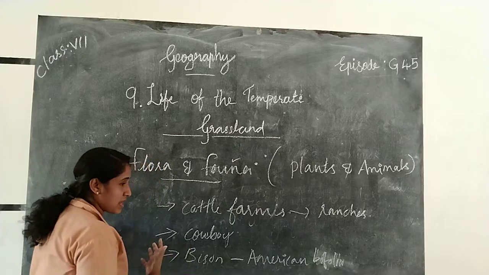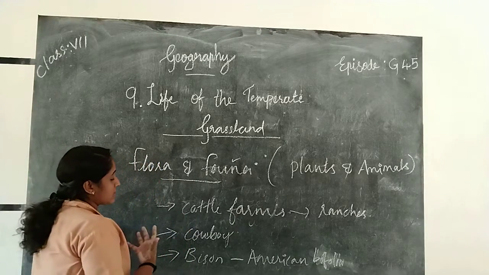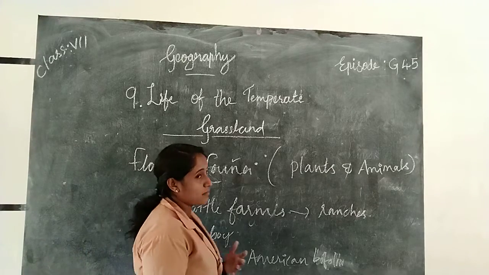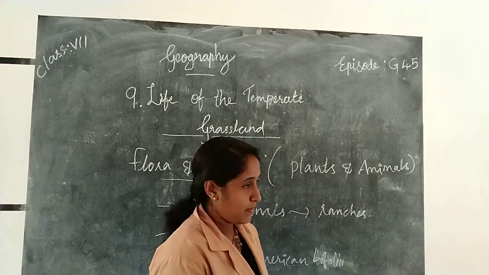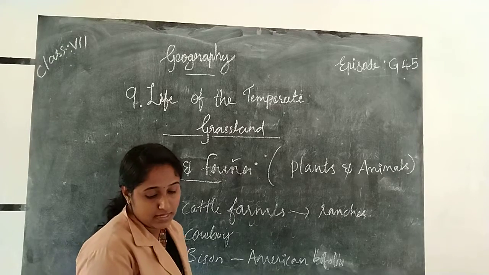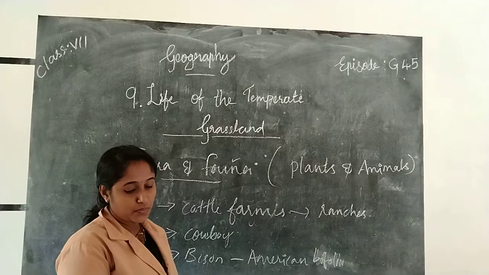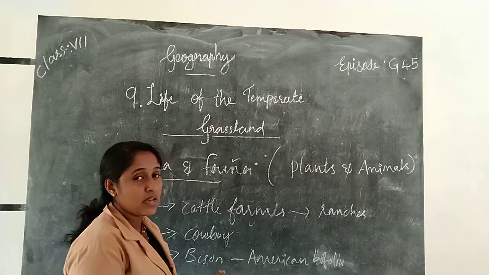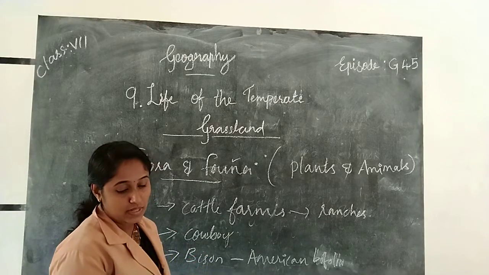The man who works on these ranches is known as the cowboy. Another important animal in the prairies is the bison, also known as the American buffalo. Due to hunting, it has become a species that needs protection. Most people wanted to hunt these animals, so people wanted to protect them because they are survivors.